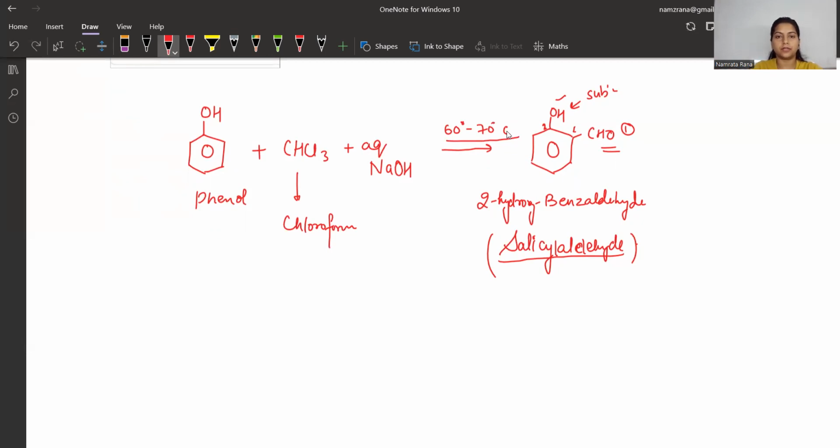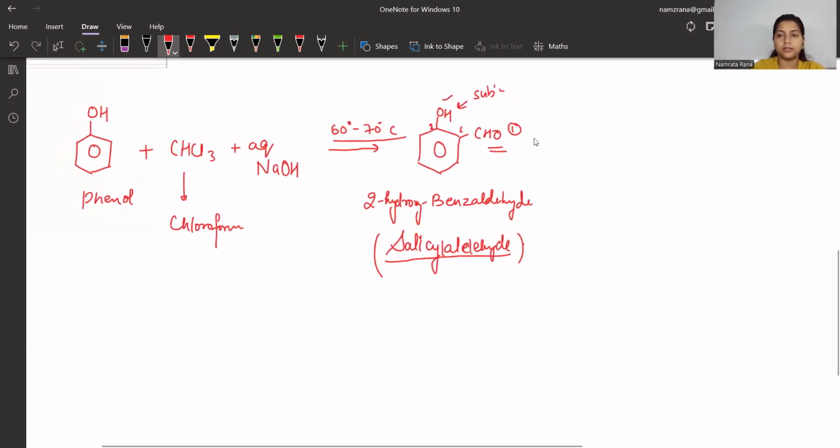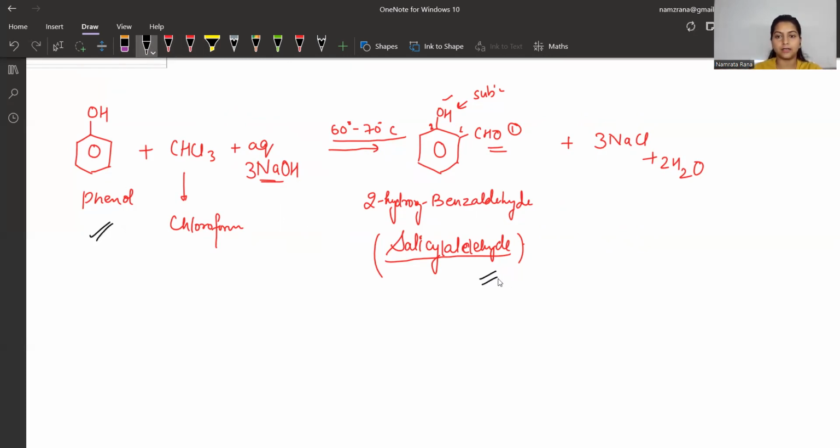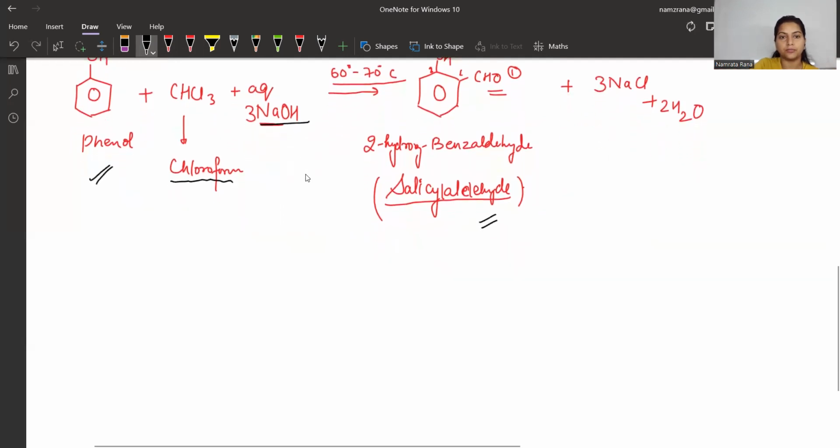So this is the overall reaction. Now if I try to write the side product also, you will get 3 NaCl plus 2 molecules of water, right? And here we'll get 3 Na to balance the chemical equation. So overall, Reimer Tiemann reaction is the reaction of phenol to give us salicylaldehyde in presence of chloroform and aqueous NaOH at 60 to 70 degrees Celsius. This is the name reaction. Next, moving towards the mechanism of this reaction.